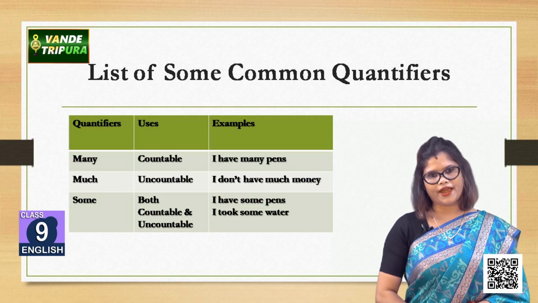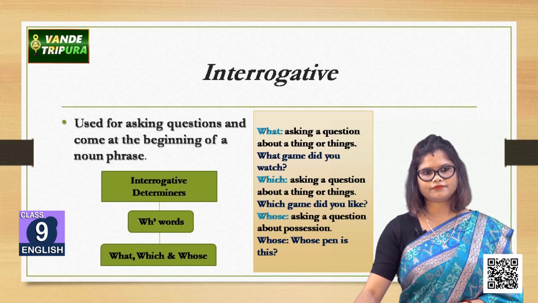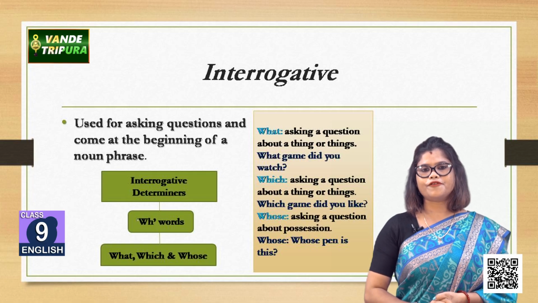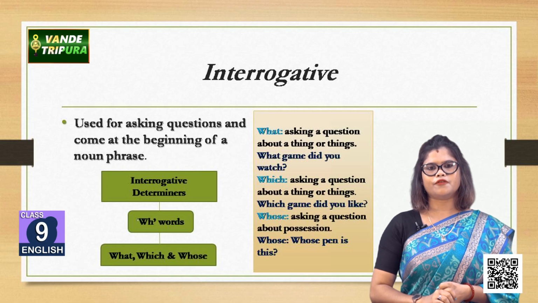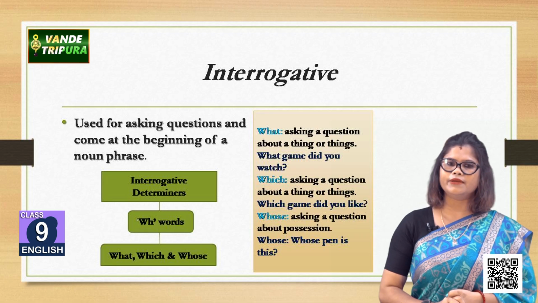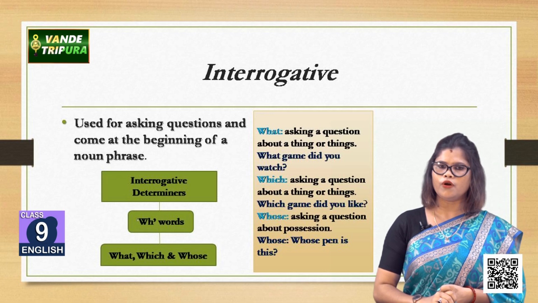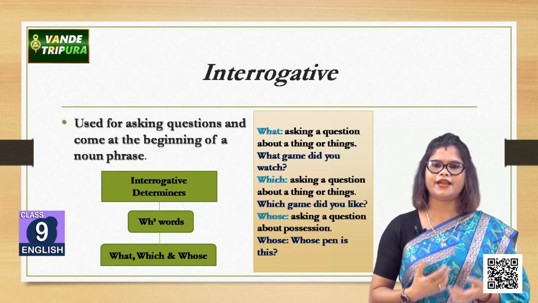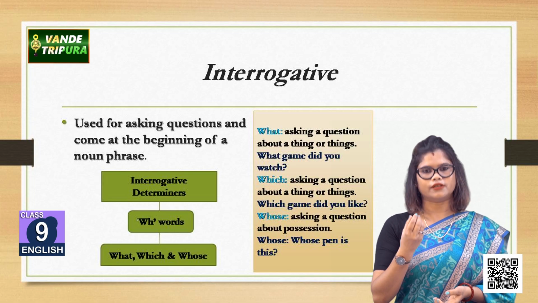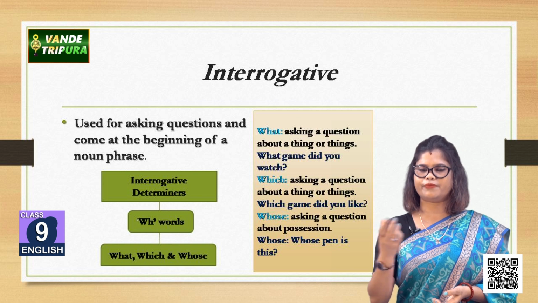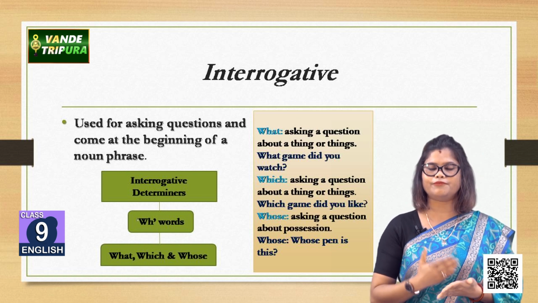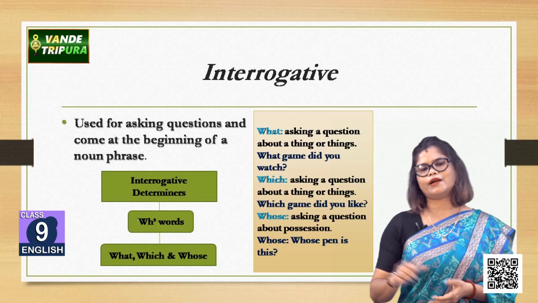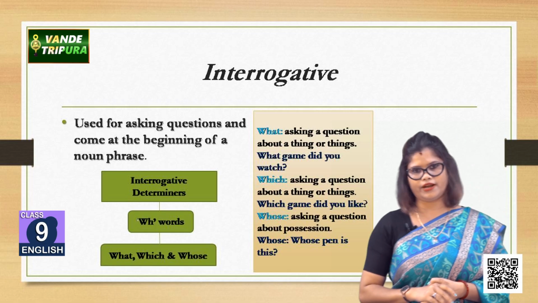Next comes the interrogative. So what are the interrogative determiners? Interrogative determiners are actually used for asking questions and come at the beginning of a noun phrase. We know whenever we want to make any sentence interrogative, we always use the WH word or we bring the verbs to the beginning, okay? কিন্তু আমরা এখানে যেহেতু interrogative determiners নিয়ে কথা বলছি, so আমরা দেখব যে WH words are the interrogative determiners.